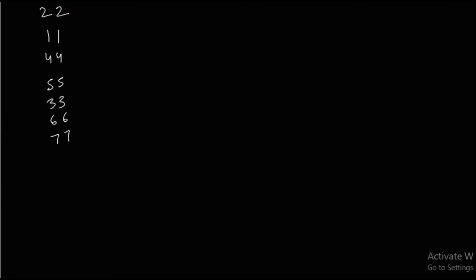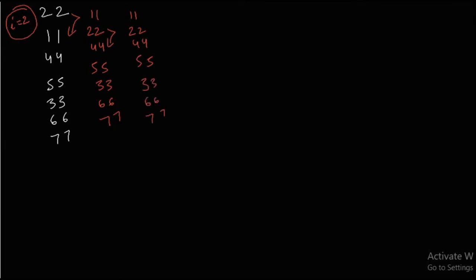So in the next pass, what will happen? This is I equal to 0, I equal to 1, I equal to 2. Now we are running the third pass when the value of I is 2. Now we'll compare 22 and 11. 22 and 11, yes, swapping will take place. So 11, 22, 44, 55, 33, 66 and 77. Again we'll compare 22 and 44. J is incremented, and now the value of j is 1. So 11, 22, 44, 55, 33, 66 and 77.